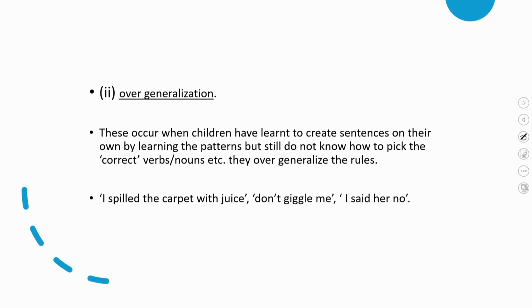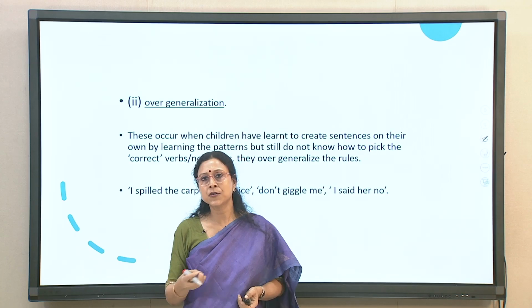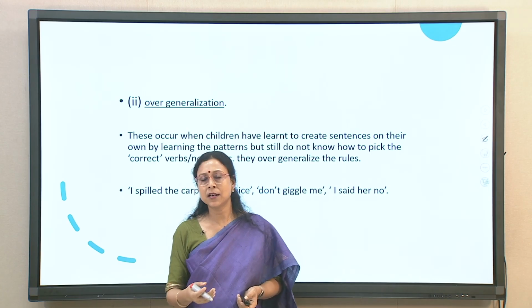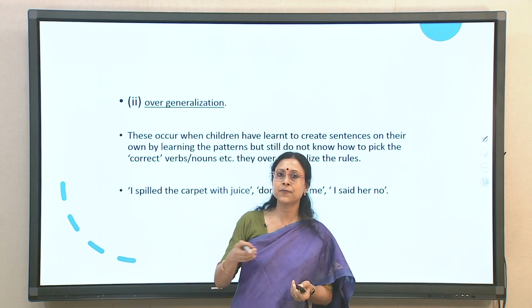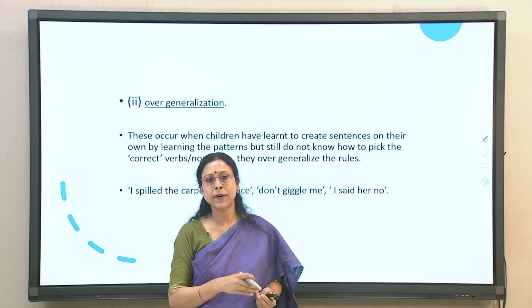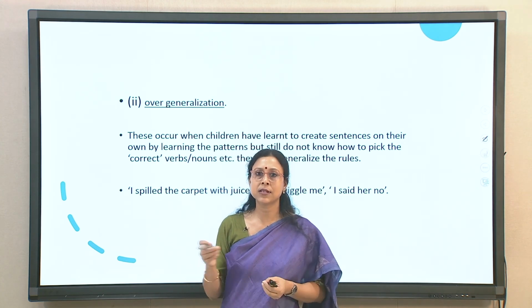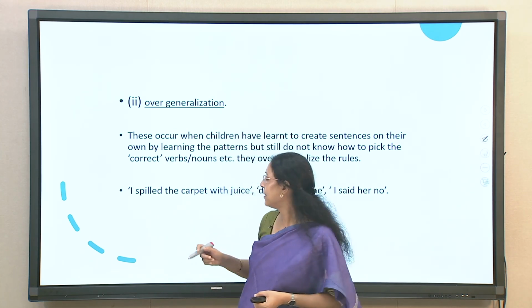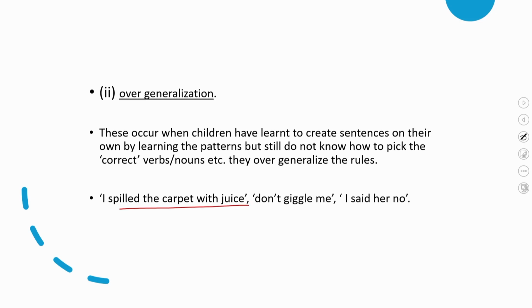So, I spilled the carpet with juice. I have painted the box with color. If they have learned that kind of a structure, they know that this is possible: there will be an agent doing something with something. And they create a sentence like this: I spilled the carpet with juice. This is an example of overgeneralization, because English does not allow this kind of sentence structure. Similarly, don't giggle me, I said her no.